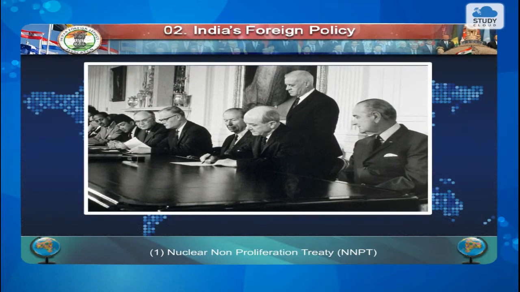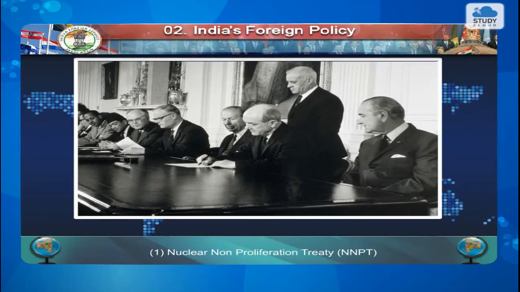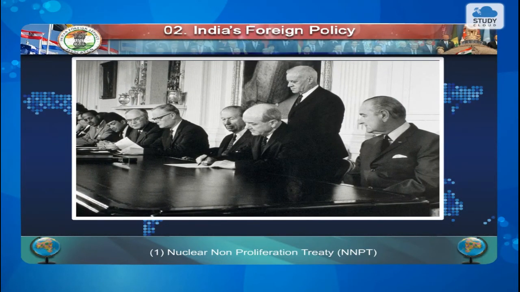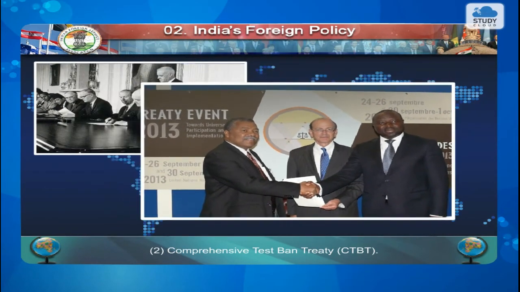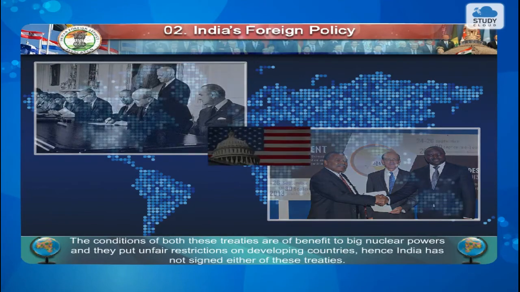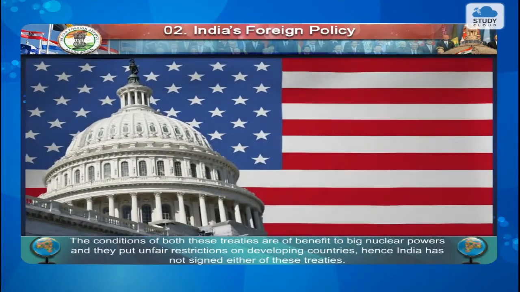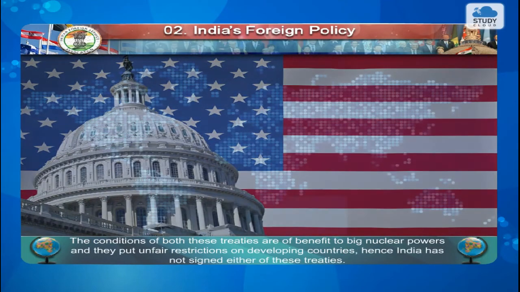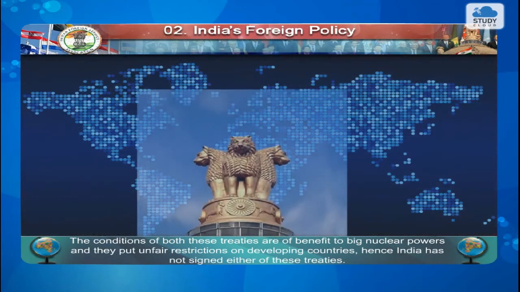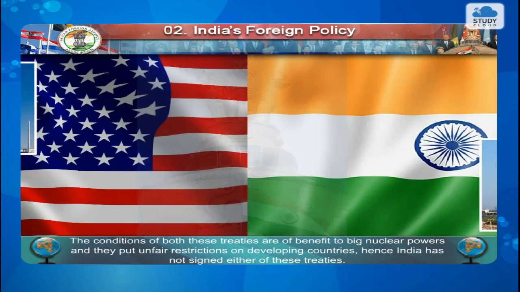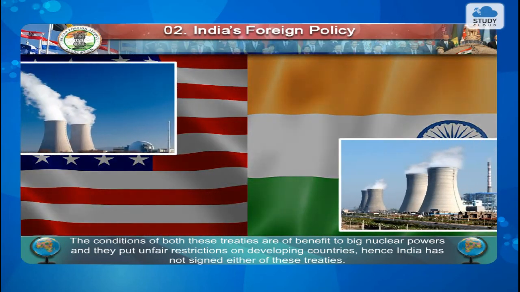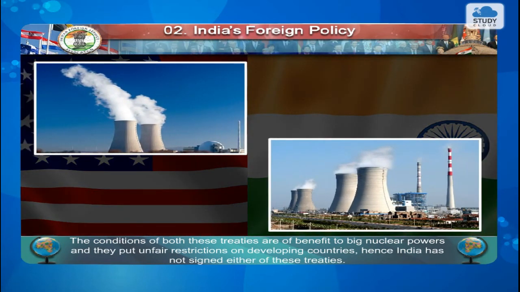1. Nuclear Non-Proliferation Treaty, NNPT. 2. Comprehensive Test Ban Treaty, CTBT. The conditions of both these treaties are of benefit to big nuclear powers, and they put unfair restrictions on developing countries. Hence, India has not signed either of these treaties.